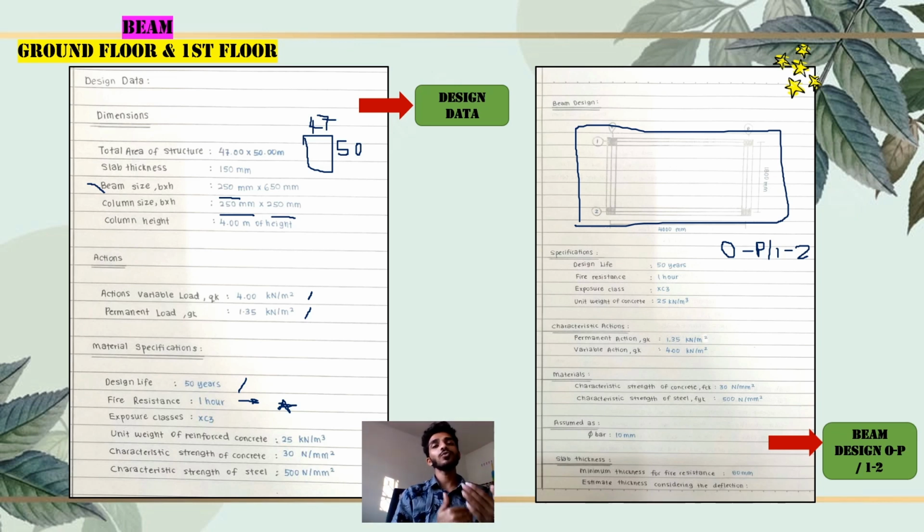Now we're going to look at the two materials that we have added to this beam specification: characteristic strength of concrete, fck, 30 N/mm², and characteristic strength of steel, fyk, 500 N/mm². We were given a small piece of information in the project that we have to assume the bar size as 10 millimeters, and the slab thickness, the maximum thickness for fire resistance, will be 50 millimeters. This could be the estimated thickness including all the deflection in this beam calculation. So now let us move on to the next slide.